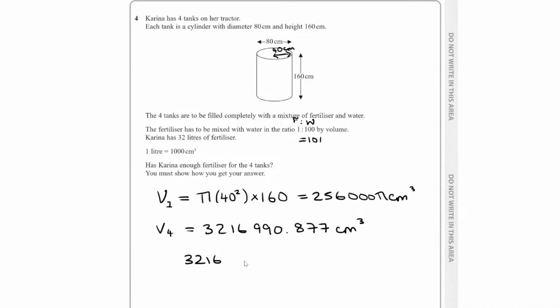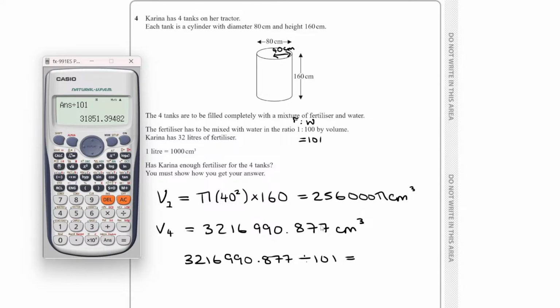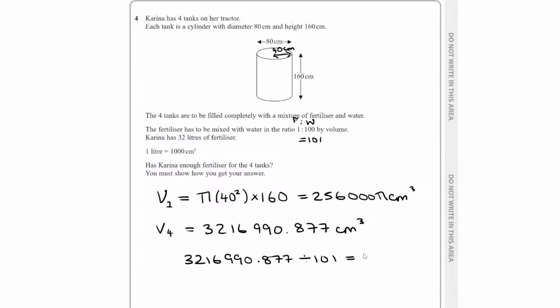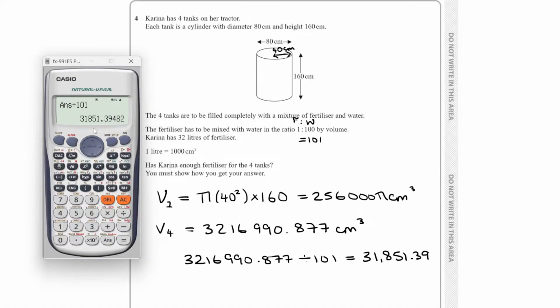So all of this, and it sounds kind of annoying to write it all down, but just so that they can see you're working. Divided by 101, and that should give us 31,851.39, I think it was. I'm going to still keep my answer in my calculator though. I'm not going to round it. I might just write down a couple of the decimals, but I'm going to keep the answer there.